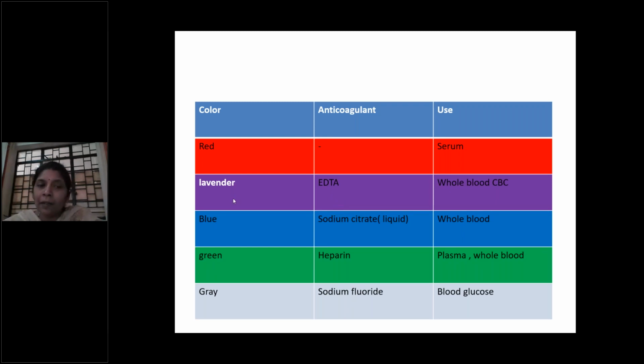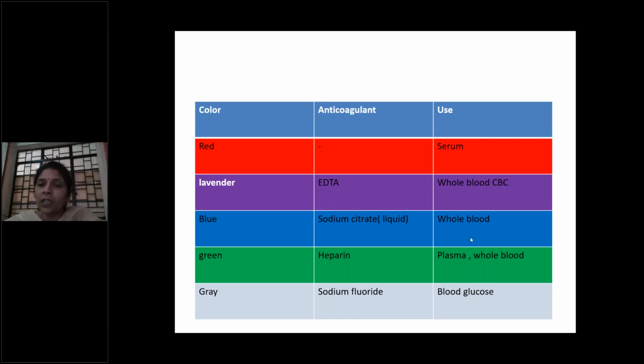Okay, if there is a lavender colored cap, you know that it is EDTA anticoagulant, which is commonly used for common hematological investigations like whole blood, CBC, etc. For biochemical investigations, you have different colors. Blue color usually has sodium citrate. Most of the biochemical, when you want serum, it is red color.